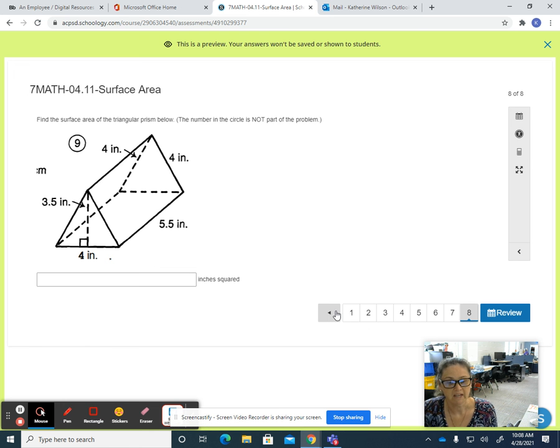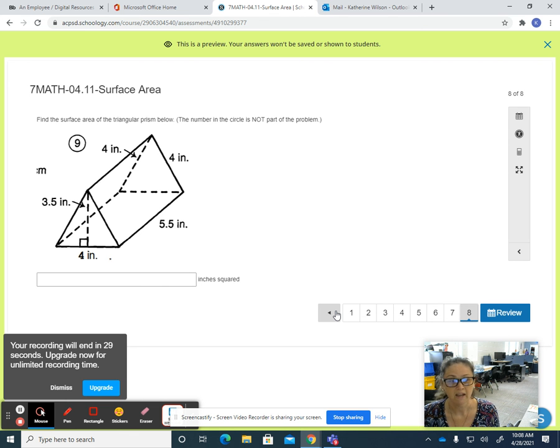So we're focusing on surface area of a rectangular prism. Watch the videos, see if it helps you. Basically, surface area in a nutshell is finding the area of all of your surfaces and adding them up. So if I look at a triangular prism, I have 2 triangles and 3 rectangles. I find the area of each triangle, find the area of each of my 3 rectangles, and add them up, and that is my surface area.